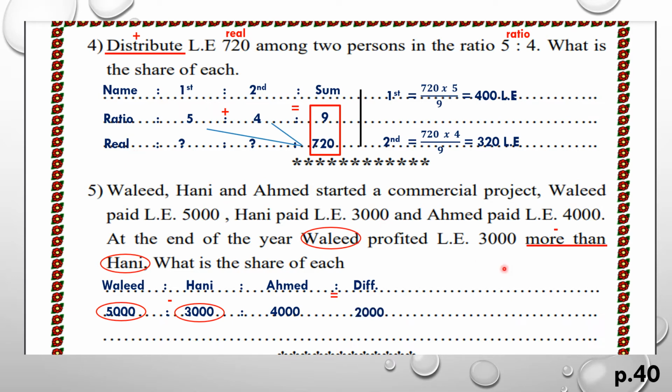The real difference between Walid and Hani profit is 3,000. So this 3,000 should be put under the difference. Now let's find the share of each. Here is our completed column.